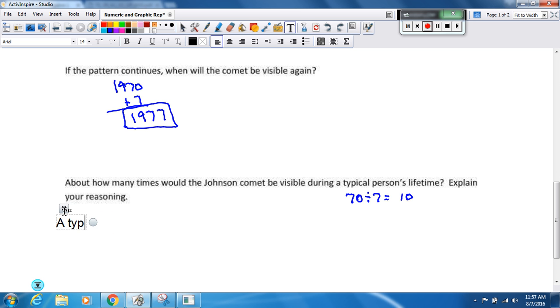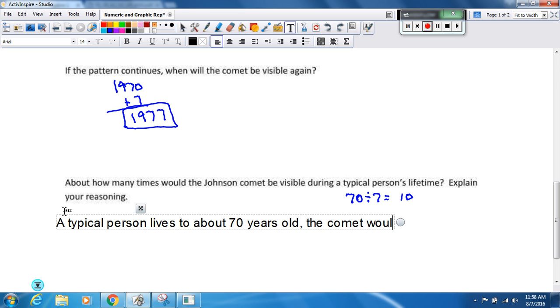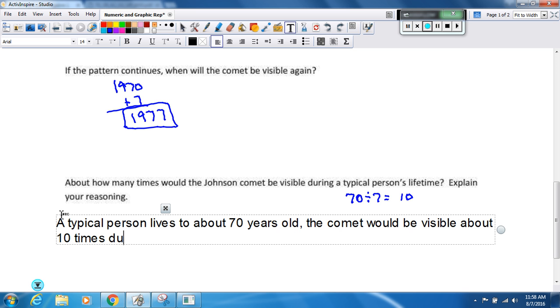So a typical person lives to about 70 years old. The comet would be visible about 10 times during that time, because like we said before, 70 divided by 7 is 10.